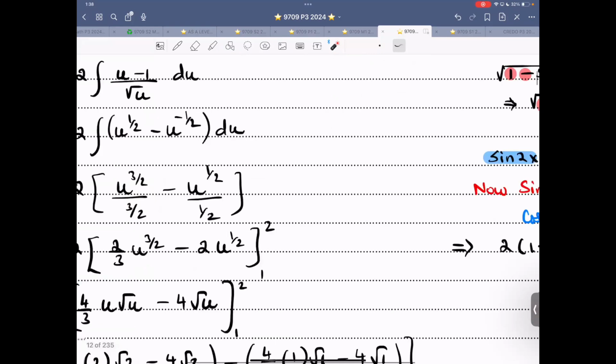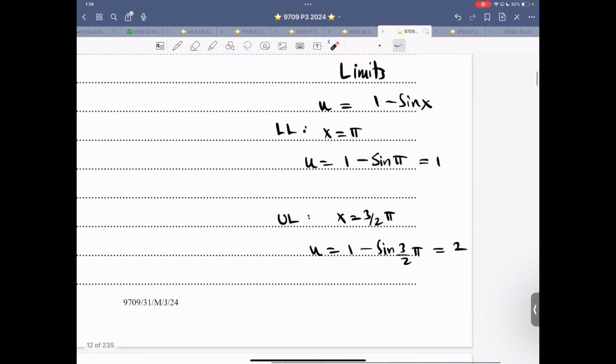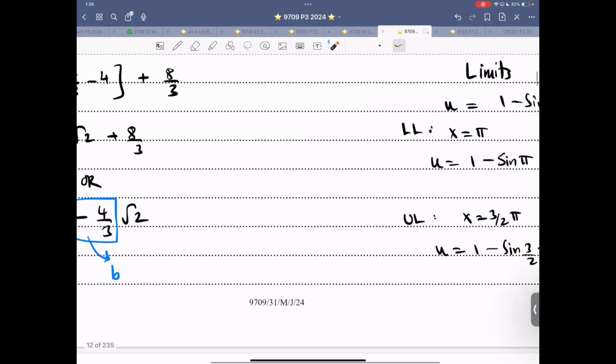And what is the only thing that's left? That is the limits. When u is 1 minus sine x, when x is pi, u is 1 minus sine of pi, which is 0, so 1 minus 0 is 1. In the mark scheme, it's mistakenly written as 0. It's not 0, it's 1. Upper limit, x is 3 over 2 pi, that's 1 minus sine of 3 over 2 pi. Sine of 270 degrees is negative 1. 1 minus minus 1 comes out to be 2.